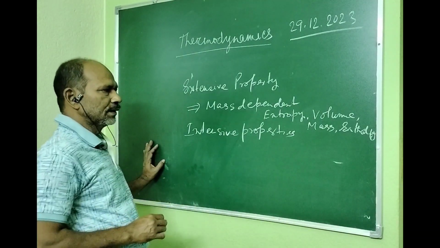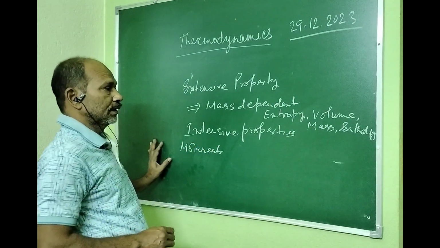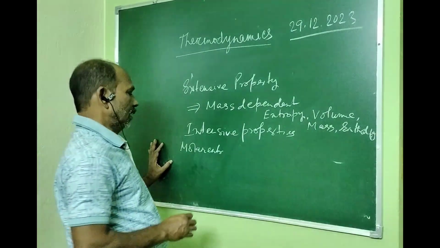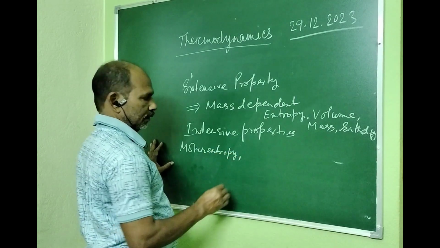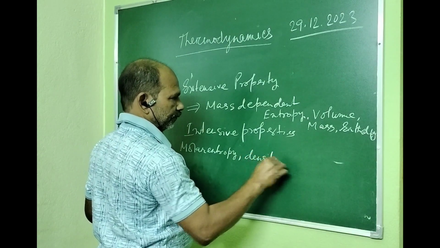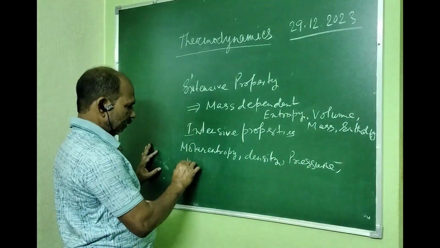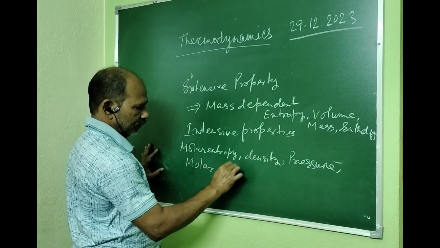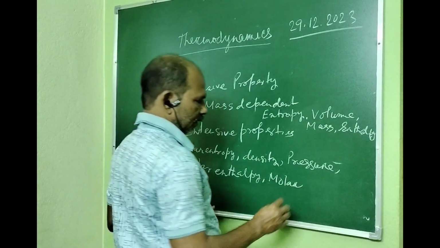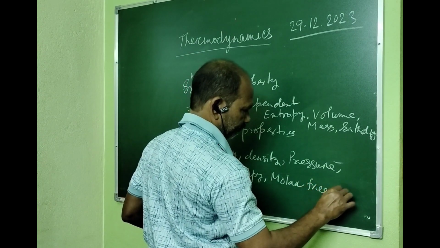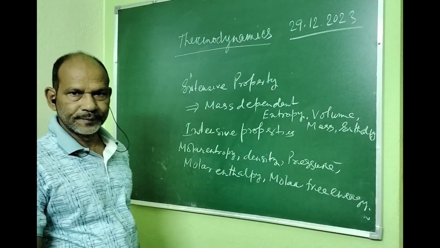And examples of intensive properties: molar entropy. Entropy is an extensive property, but molar entropy is an intensive property, as the mass is fixed. Others are density, pressure, molar enthalpy, molar free energy, etc. These are intensive properties.